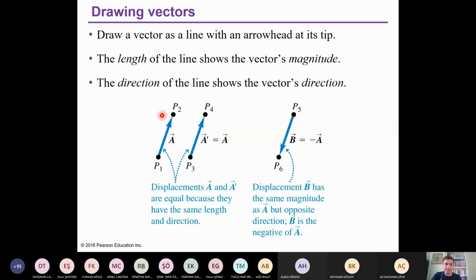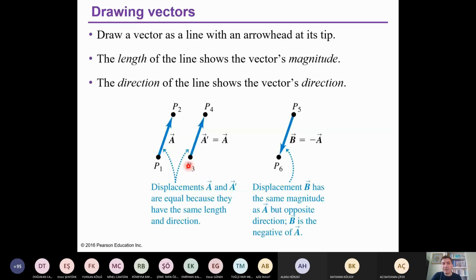Direction is this one. So here we have displacement A and we have another displacement which is shown by A prime, okay? Since its direction is the same, since its magnitude is the same, this second displacement is equal to the first displacement, okay? So if any vectors have equal magnitude and the same direction, they are equal. Okay, don't forget this one.